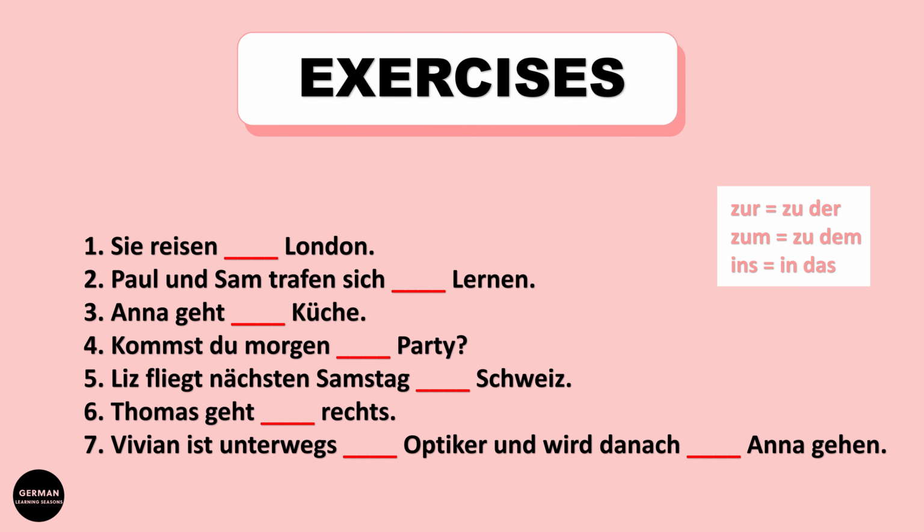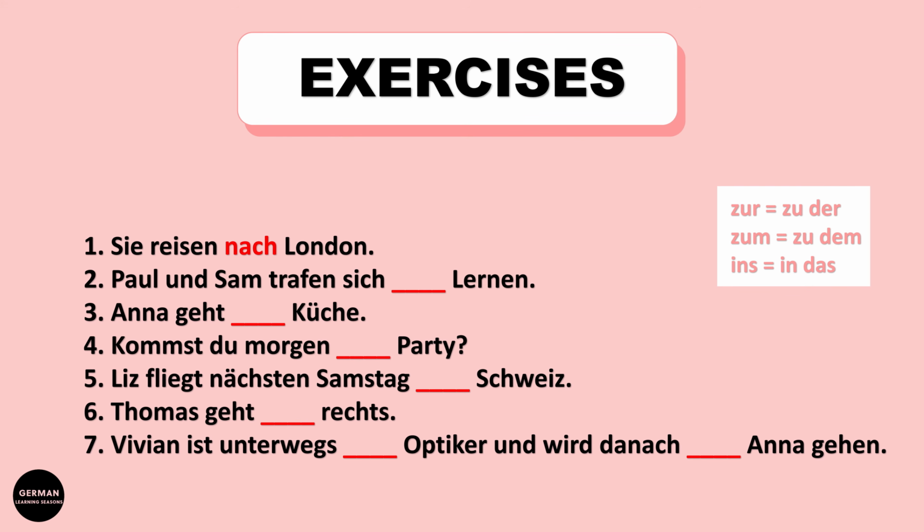We have 7 sentences here. I will read the sentences in English and then we work them out in German. The first one should be, they travel to London. In German, sie reisen nach London. Right, nach London. Why is it nach London? Because London is a city. So the preposition must be nach. Sie reisen nach London.